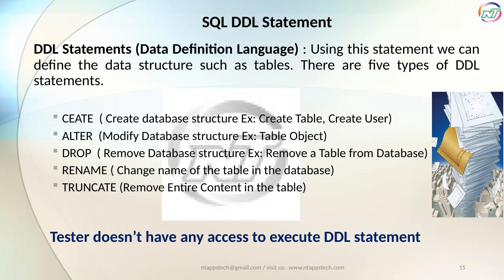There are 5 main types of DDL statements. First, create is used to create database objects like tables or users. Alter lets you modify the structure of an existing database object, such as changing a table. Drop removes database objects, like deleting a table. Rename allows you to change the name of a table. And truncate removes all the data inside a table but keeps the table itself intact.